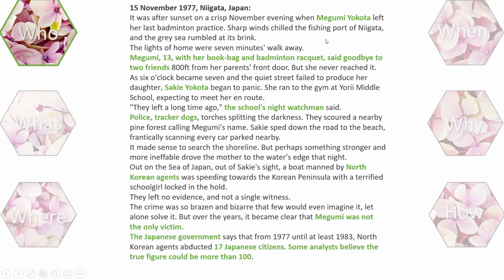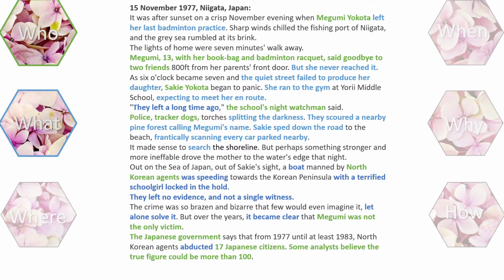When we read through the text, we can see that it is about Megumi Yokota. And we see Megumi is 13 years old, she goes to school, plays badminton, and she's got friends. Her mother is Saki Yokota. And we also see some other agents in the article too, like the school's night watchman. Police and tracker dogs are involved in this story, and it turns out that it's North Korean agents involved as well. Furthermore, Megumi is not the only victim. The Japanese government get involved, and we find out that there are 17 other people like Megumi. We also then find out a little bit more about analysts getting involved too. We've got all of that coloured in green now.